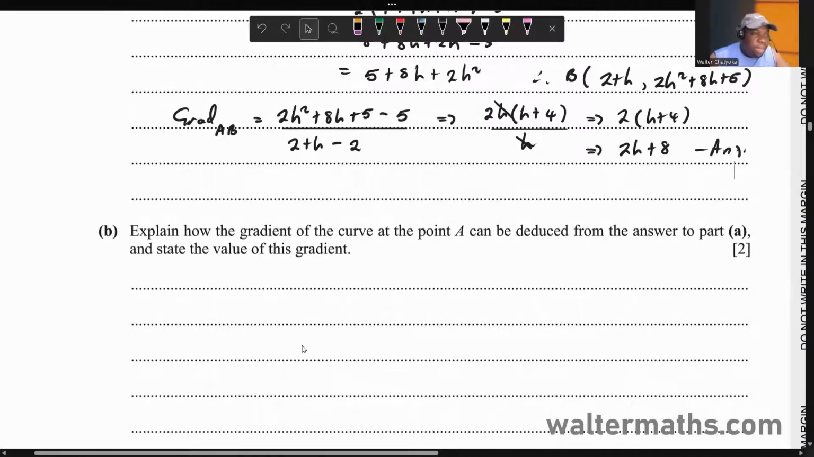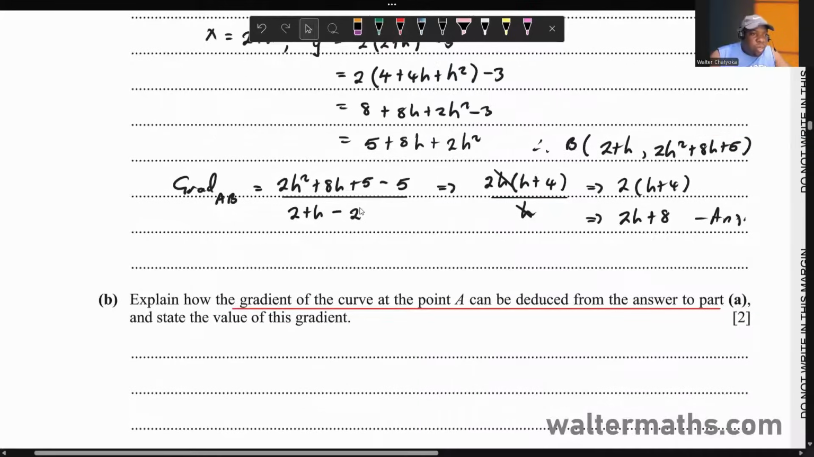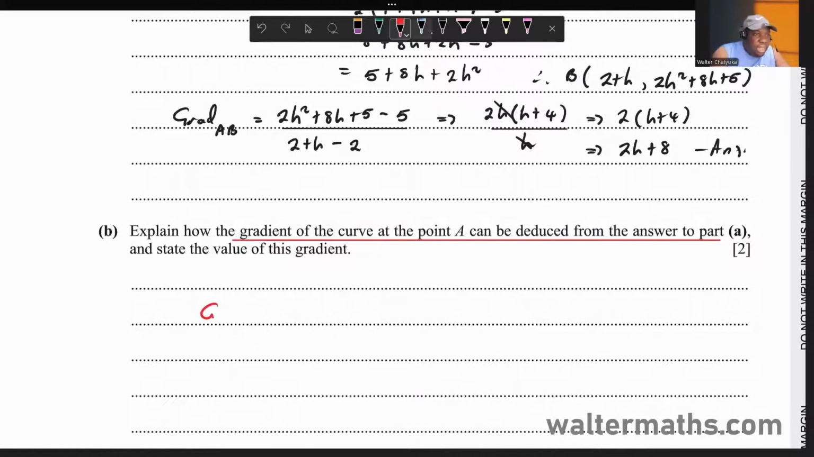On part B, they say, explain how the gradient of the curve at the point A can be deduced from the answer to part A and state the value of this gradient. So they say we should explain how the gradient of the curve at the point A can be deduced from the answer to part A. So as we approach the point A, for the gradient, let me just write this down. For the gradient at A, we can say that it is the same as the gradient at B, but as h approaches 0.